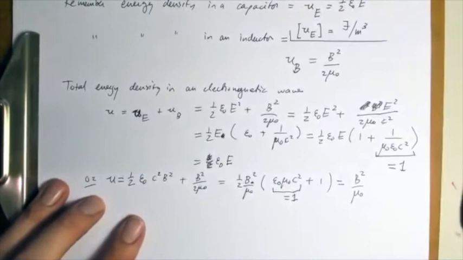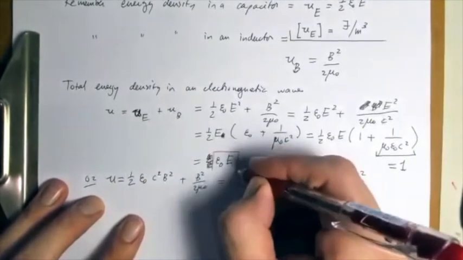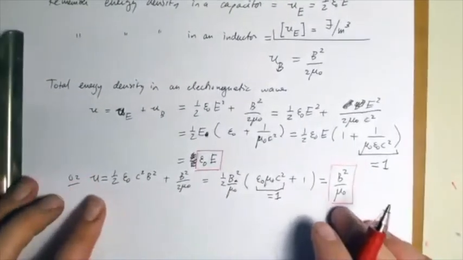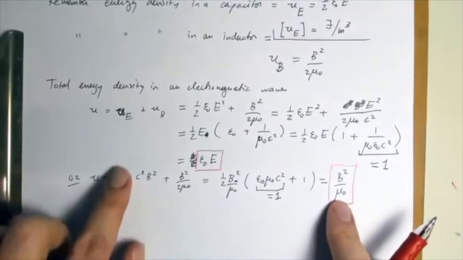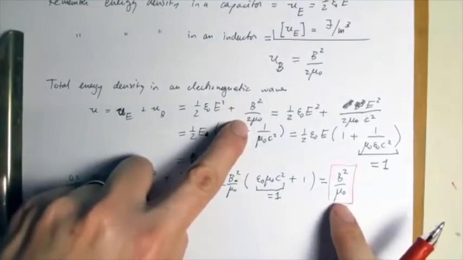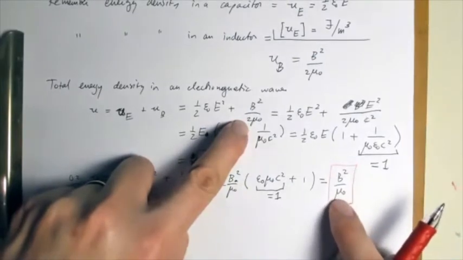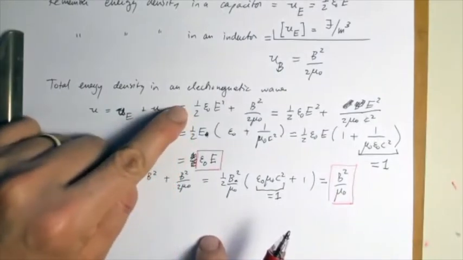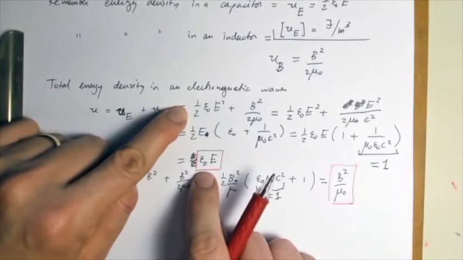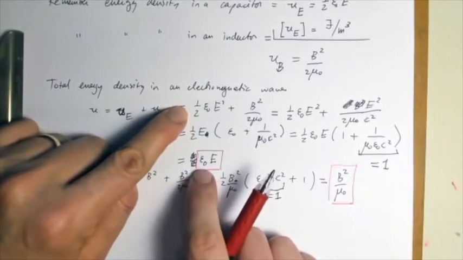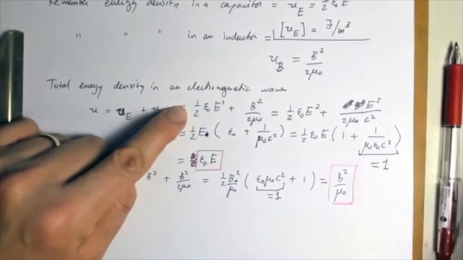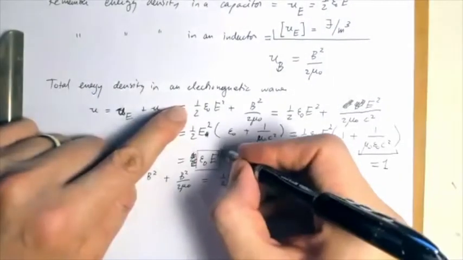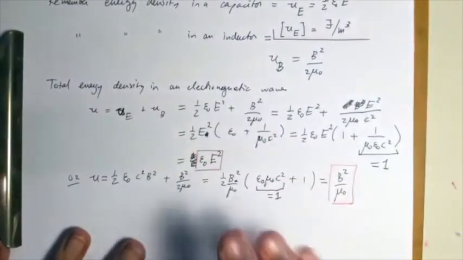Now, this looks like just kind of a funny exercise, but I want you to look at this very carefully. So the magnetic field energy density is B squared over 2 mu naught. And the total energy density is this, 2 times as big. The electric energy density is 1/2 epsilon naught E squared, and the total is 2 times bigger. Epsilon naught times E squared. So this is important.